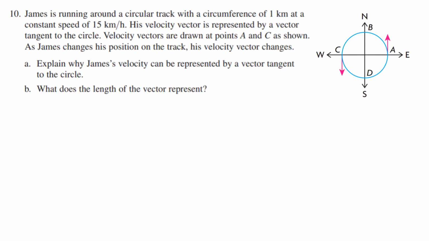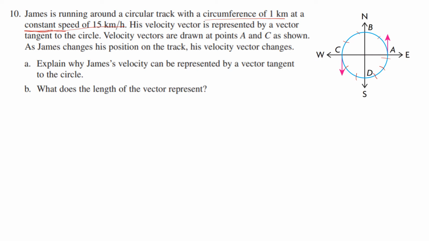Now, James is running around a circular track with a circumference of 1 kilometer at a constant speed of 15 kilometers per hour. From here, I know James is running in a circle on a circular track. We got that, and the circumference of it is 1 kilometer, and he is going at a constant speed of 15 kilometers per hour. This constant speed means whatever point he's on over here, he will always run at a speed of 15. His velocity vector is represented by a vector tangent to the circle.